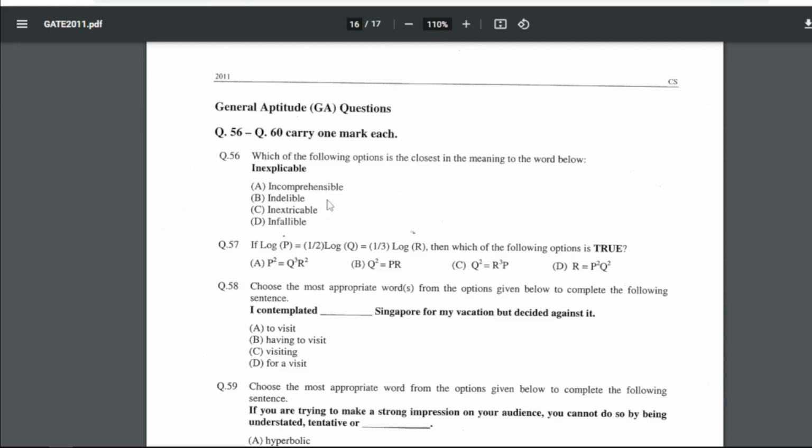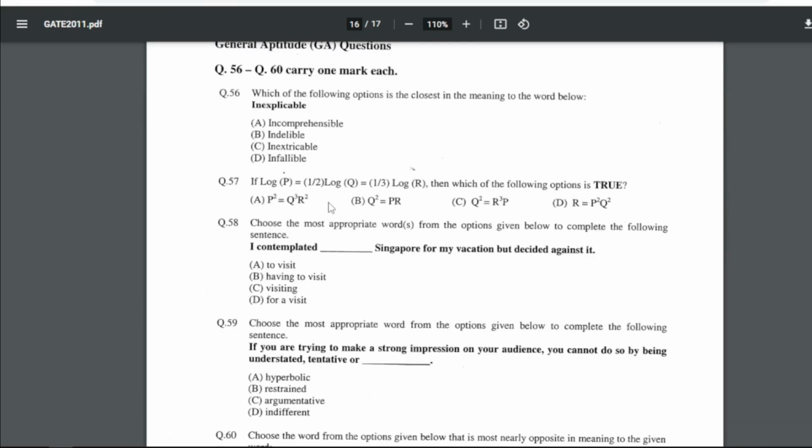Inexplicable, that is incomprehensible. 57: if log p = 1/2 log q = 1/3 log r, then which of the following options is true? For 57, the answer will be B, that is q² = pr.